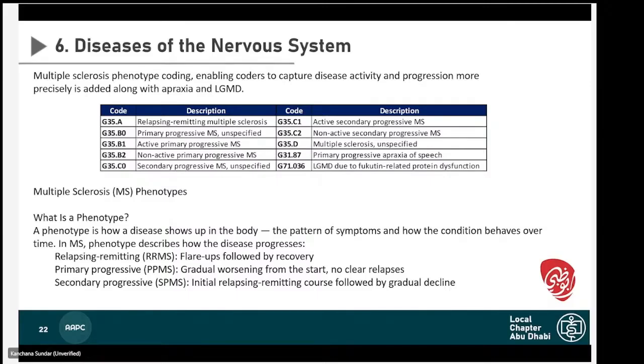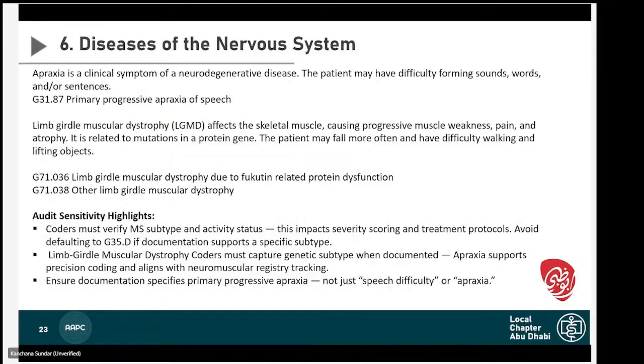that is apraxia and the LGMD. And what is the LGMD? It is limb girdle muscular dystrophy. So we'll talk in a while about it. So this is about apraxia.